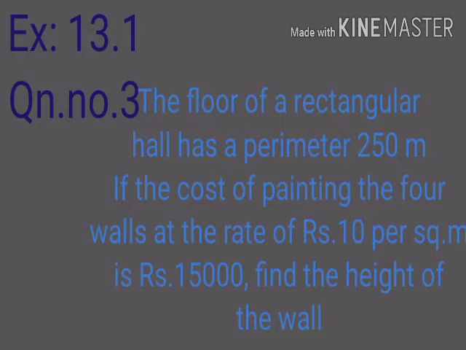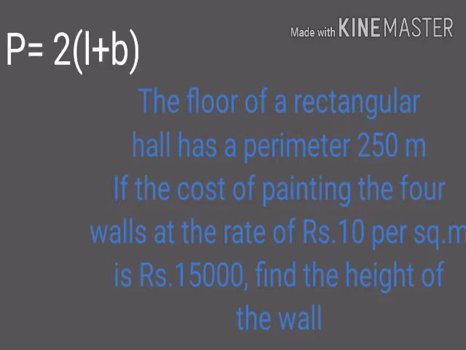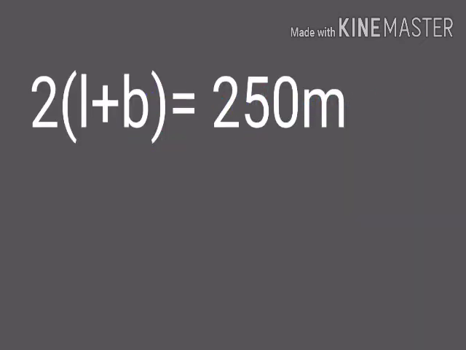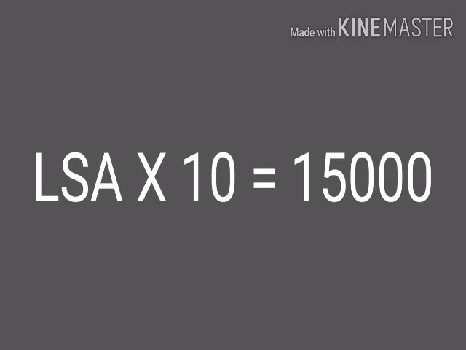Here it is given the perimeter of the rectangular hall. So what is the perimeter of a rectangular hall? It is 2 into (L plus B). From there, we have 2 into (L plus B) as 250 meter. Then it is given that the cost for painting the four walls at the rate of rupees 10 per meter square is rupees 15,000. That means LSA into 10 equals 15,000.